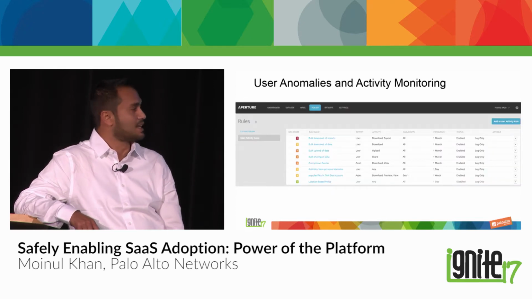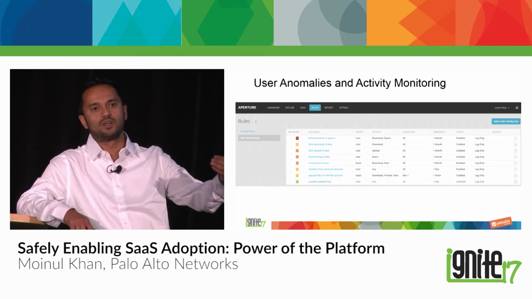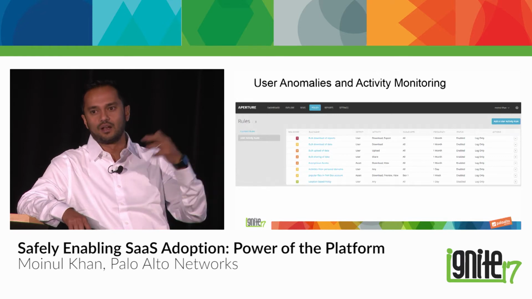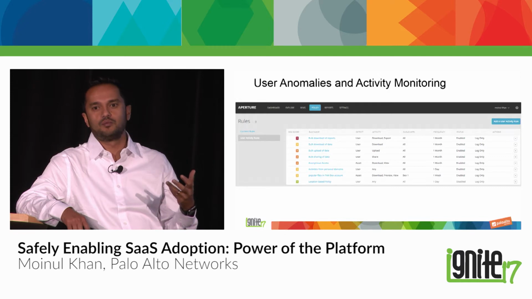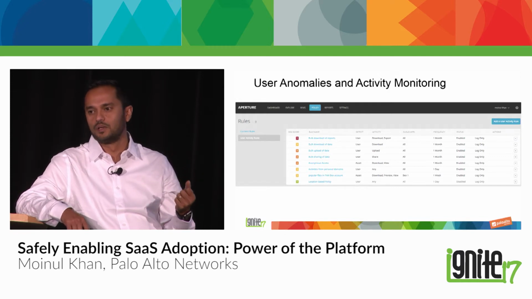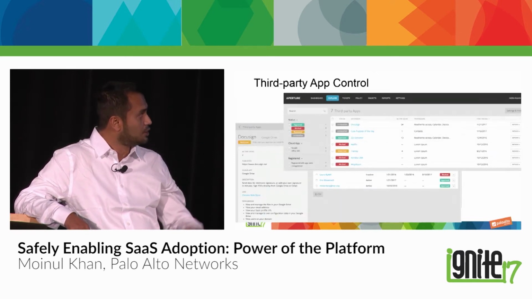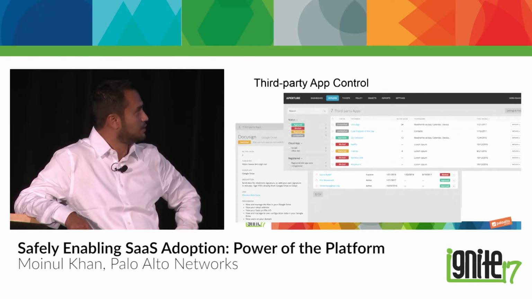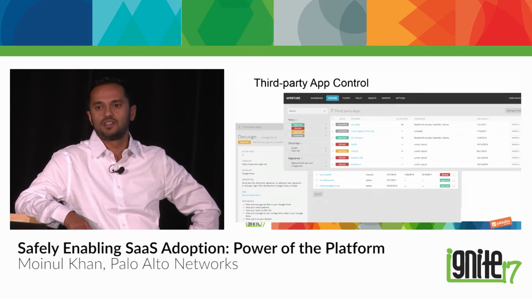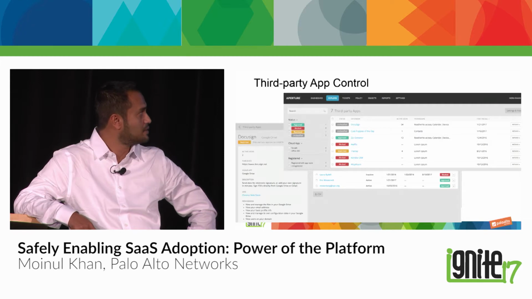For user anomalies and activity monitoring, for any application that Aperture supports today, we are looking at activity logs. We get those logs via API, and then we analyze them. Anytime we see something that is not usual behavior, more like anomalous behavior, we trigger alerts for admin users. Third-party app control is basically what I just talked about in terms of the supported application ecosystem and how you secure your application from these third-party apps.